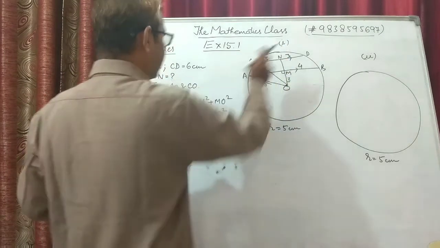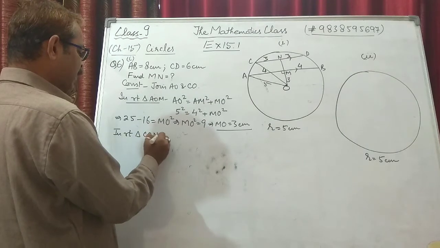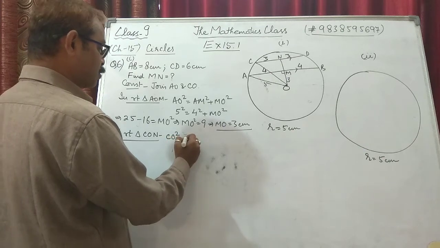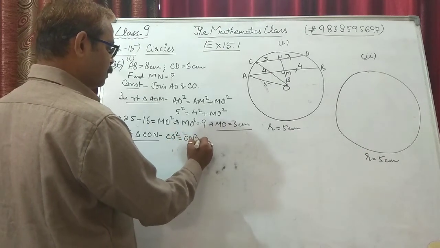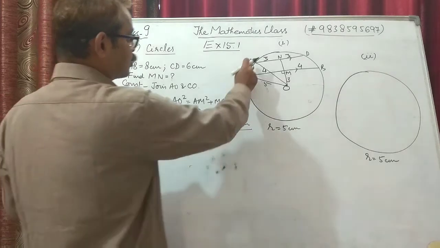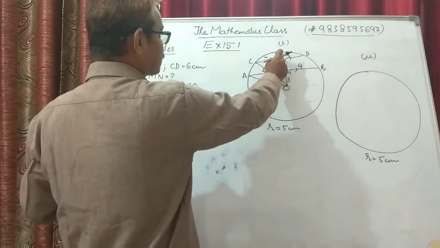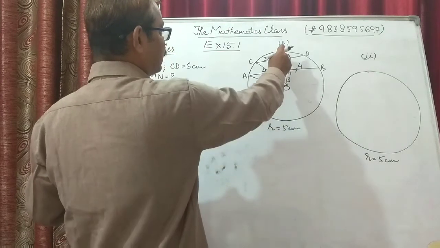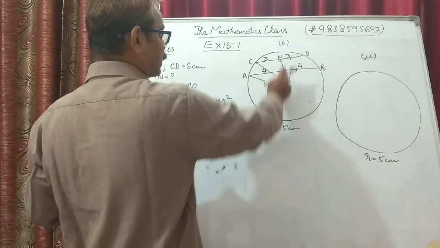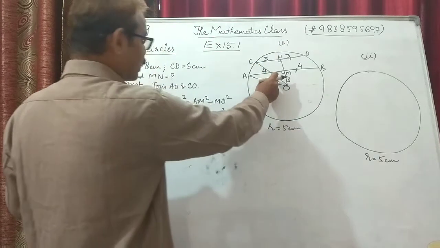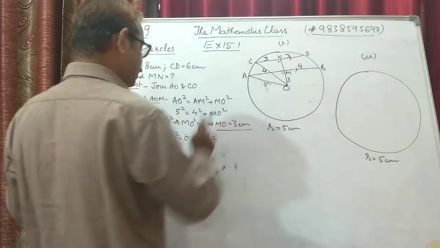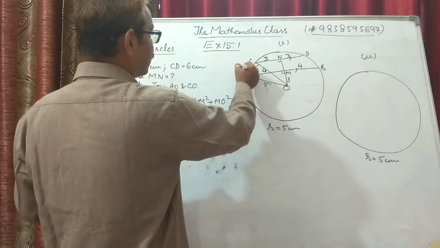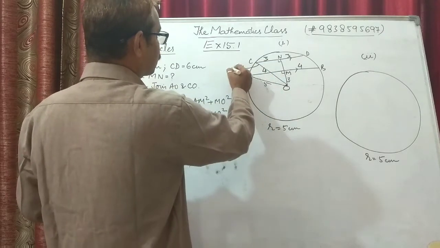CON. In this triangle, what you can say, CO square is equal to ON square plus CN square. CO is the hypotenuse, ON is one side and CN is other side. So because this is 90 degree, because this is from center to the chord, and you know it bisects also and it is perpendicular also. So CO square, that is hypotenuse, is equal to ON square plus NC square or CN square. Now CO is again the radius. This is the radius, so 5 centimeters is equal to R.